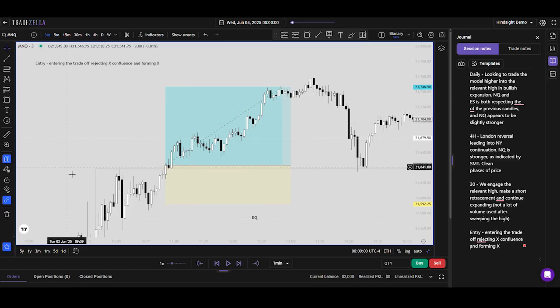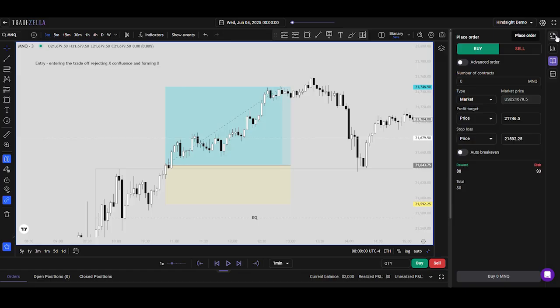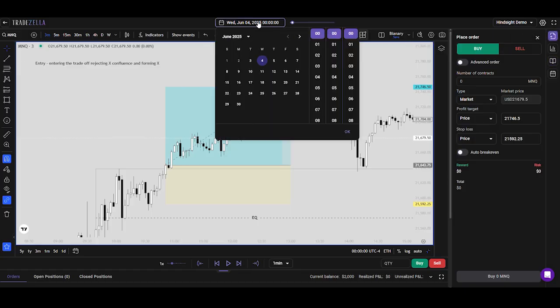Great. So I've got the trade. Now something new I'm going to be doing is I'm actually going to go back in time and place this exact trade so I can collect data. TradeZella will automatically collect all the data I need. To do this, I'm going to click place an order. I'm going to go back and rewind to 10:51.